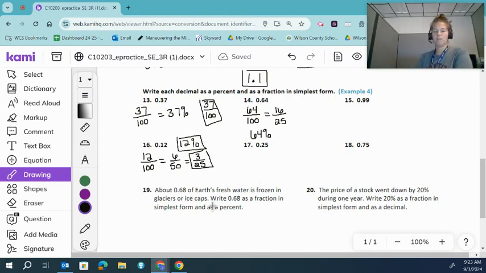All right. Some word problems. About 68 hundredths of the Earth's fresh water is frozen in glaciers or ice caps. Write this as a fraction in simplest form and as a percent. Well, 68 hundredths is 68% because percents are out of 100. Then if we simplify the fraction, we get 34 over 50, which simplifies to 17/25ths, and that is simplest form. And there's one more there that you can try on your own.